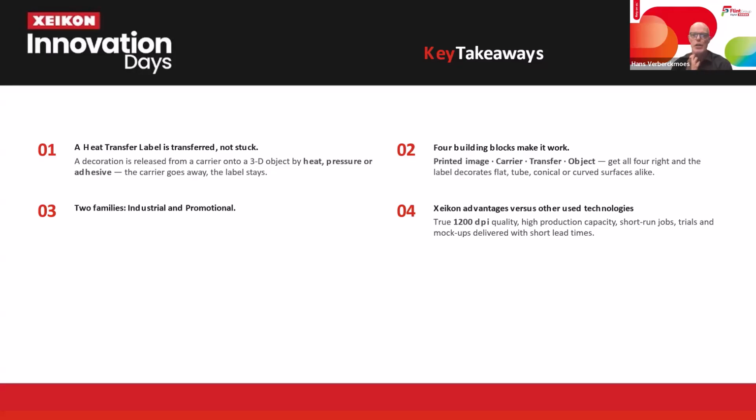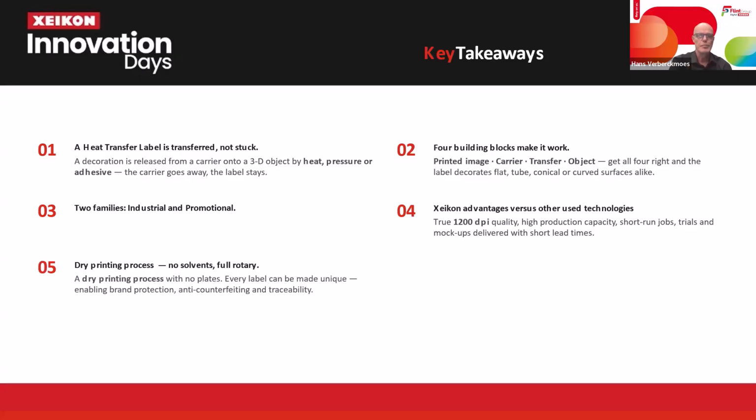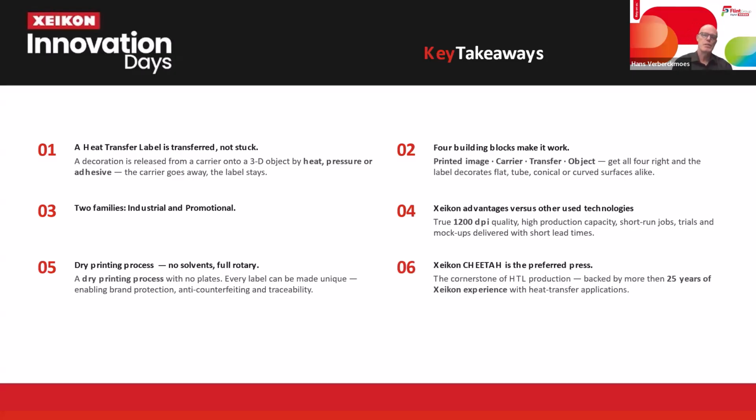XEIKON advantages versus other technologies: our 3D API, our high production capacity, especially in the workflow, so you can really run short-run labels, trials, mock-ups, and really deliver in a short time. It's a dry printing process, so there are no longer any odors around. It's a full rotary process, so if you want to print a file of 2 meters long, not a problem. And the XEIKON Cheetah presses are the preferred presses to do this process. As I mentioned, XEIKON has a wide range of presses, but for these applications, it's best to go for the Cheetah range.